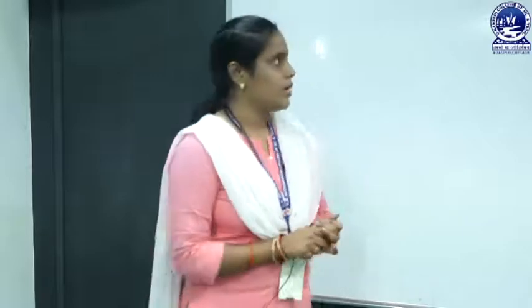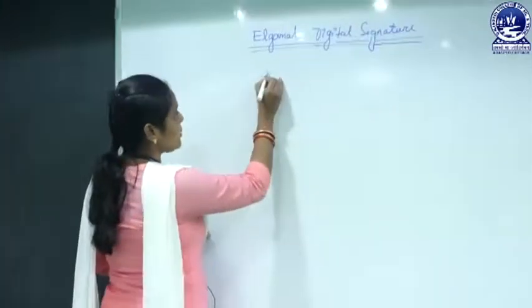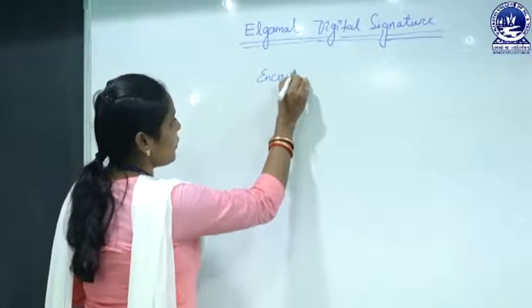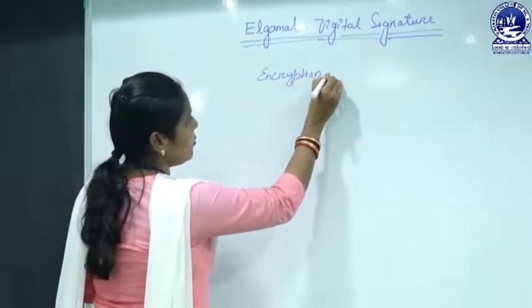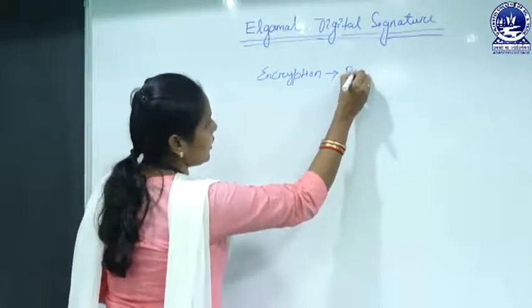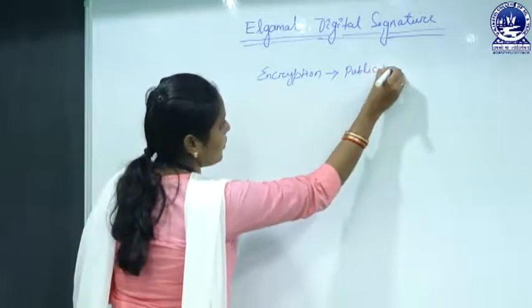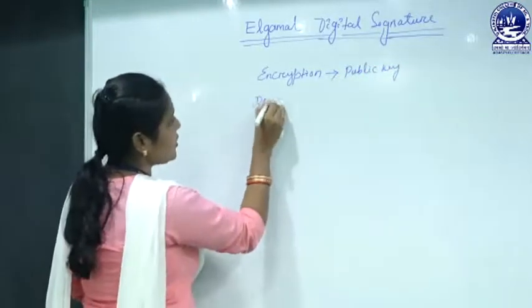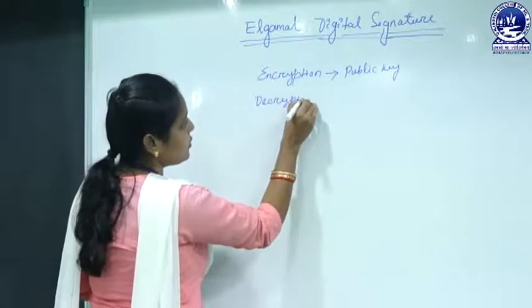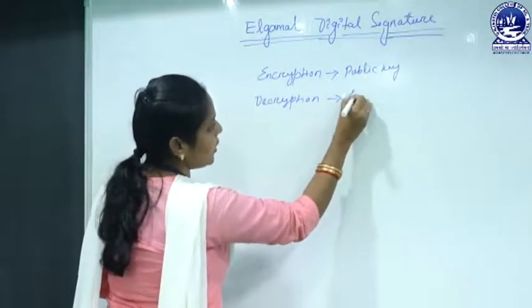That means in Elgamal digital signature scheme, encryption is performed by using the public key and decryption is performed by using the private key of user.